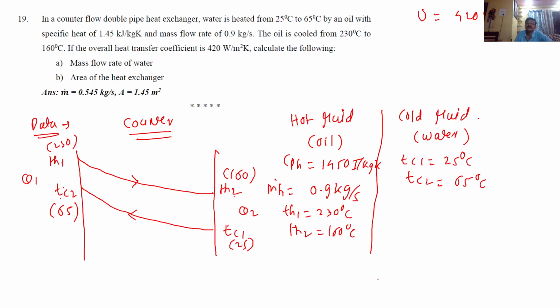Calculate the following. So what are the required answers? Number 1, m dot, the mass flow rate of water. Water is the cold fluid, so m dot C is asked. And number 2, the area of the heat exchanger is asked. Now, if you look at the temperature profile diagram, all 4 temperatures are known to you. So you can use the LMTD approach to solve the problem. You can even use the effectiveness NTU approach also.